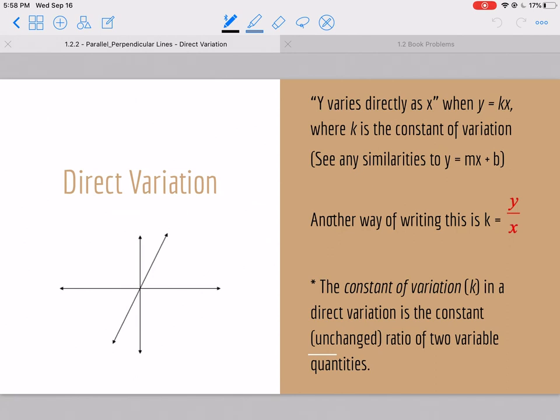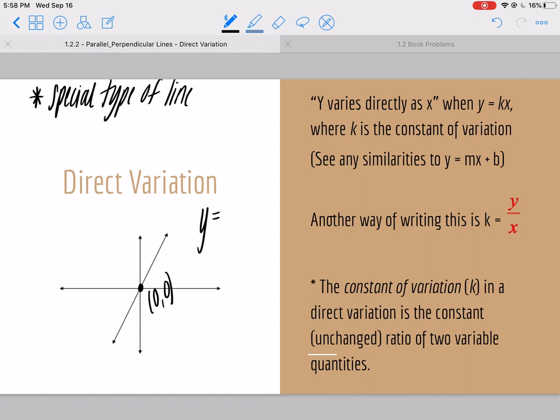So the last thing we're going to cover today is direct variation. Direct variation is a special type of linear relationship or a special type of line. If you notice, this is a line that goes through the point 0, 0. So it has a y-intercept of 0, which you would normally write like y equals mx plus b. If b is 0, you'd write it as y equals just mx plus 0, which is just the same thing as y equals m times x, whatever the slope is times x.